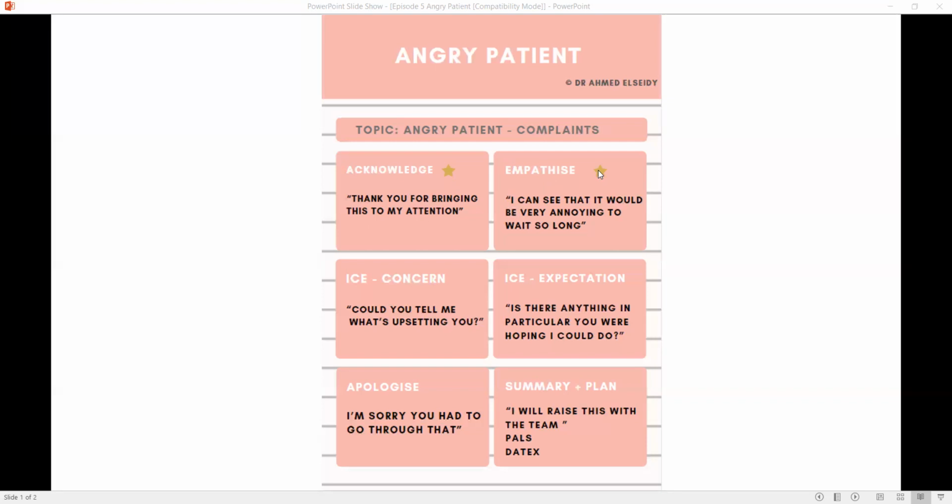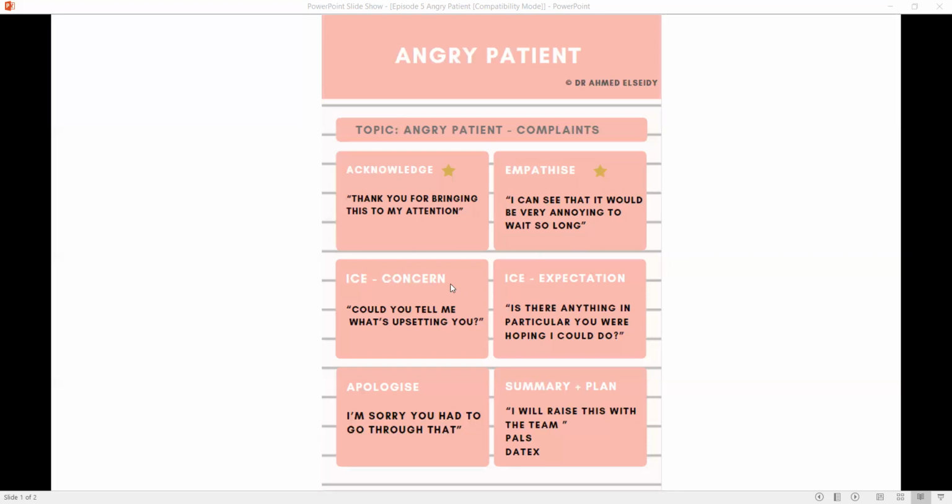The second thing is empathizing: I can see that it would be very annoying to wait that long. So give the patient some empathizing line. I can see it must be difficult for you. I can see that it would be very annoying to wait that long, for example, if he has been waiting for an appointment for a long time. So you start with acknowledging, thanks for bringing that to my attention, so he feels supported, he feels listened to. And then you empathize that he has to feel that way because of what he has been going through.